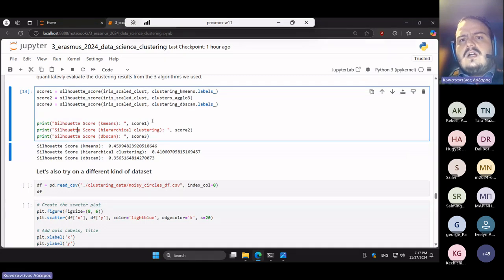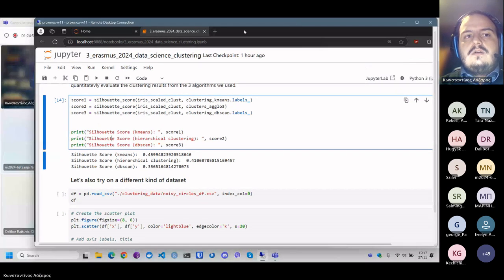So are there any questions up until this point when it comes to using these algorithms and perhaps evaluating them using silhouette? Is everything clear up until now? Yes. Okay, so here's the thing.